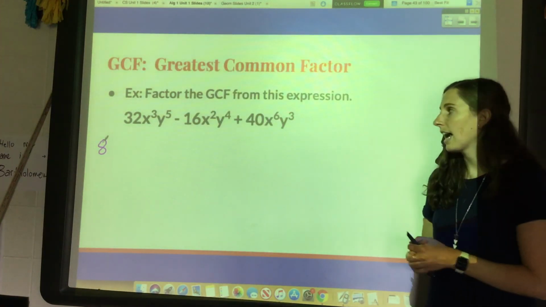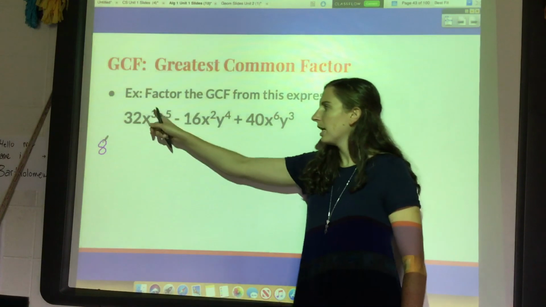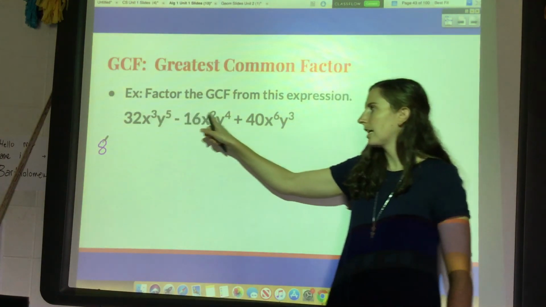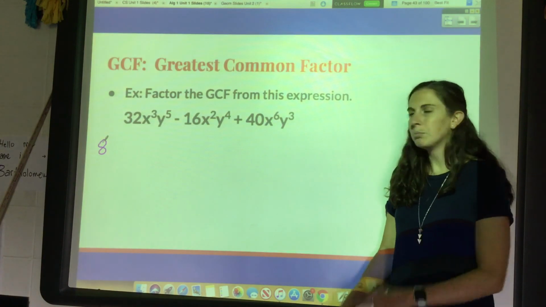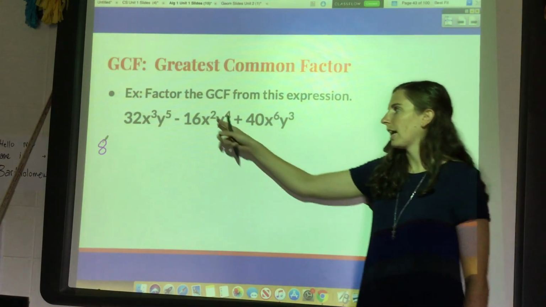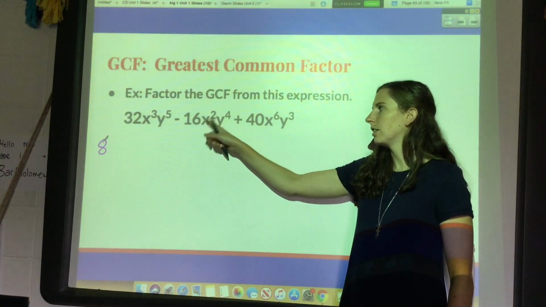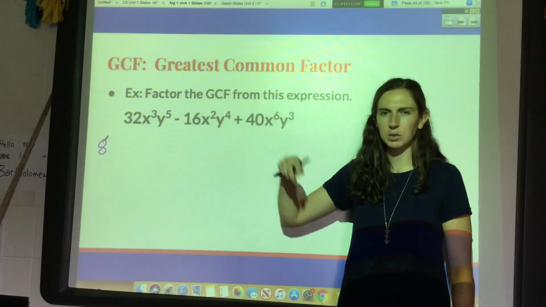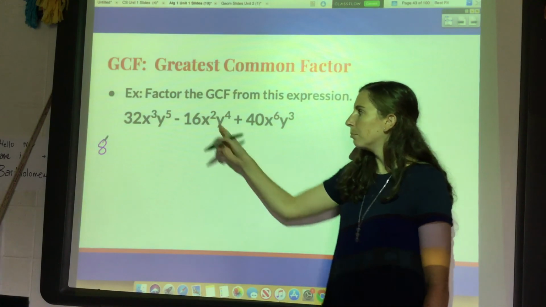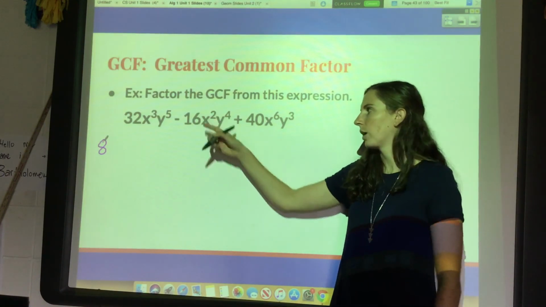All right, now let's look at the x's. This one has x cubed, this one has x squared, this one has x to the 6th. So the most I could take out would be x squared, because there's no more in this one. I know it says greatest and you're kind of picking the least, which is a little confusing, but the most I could take out would be x squared.